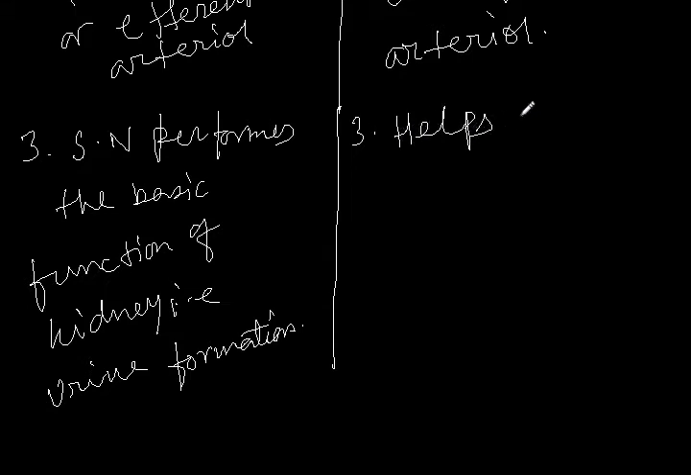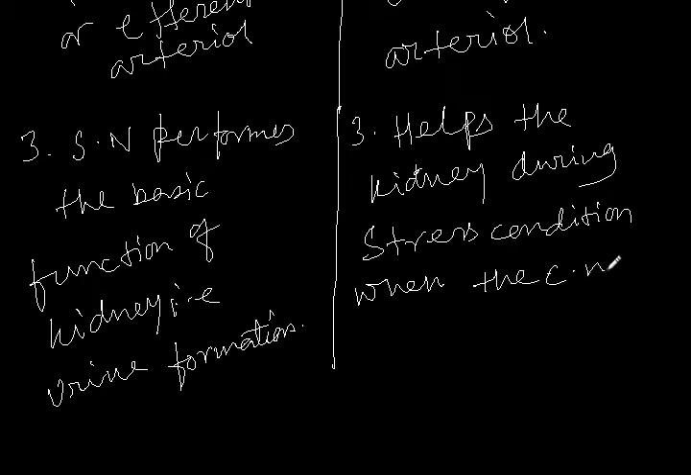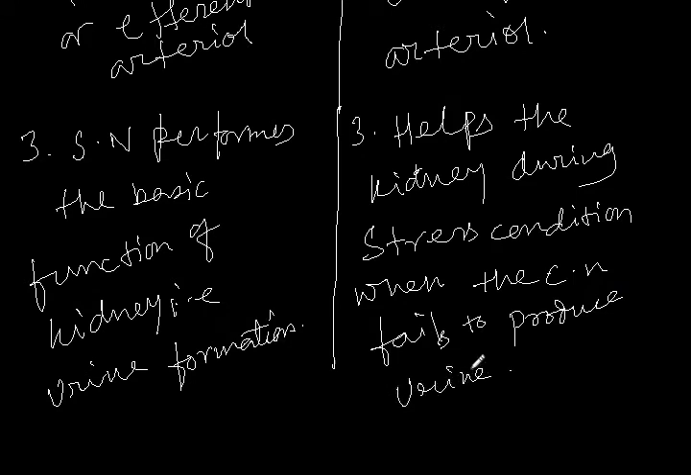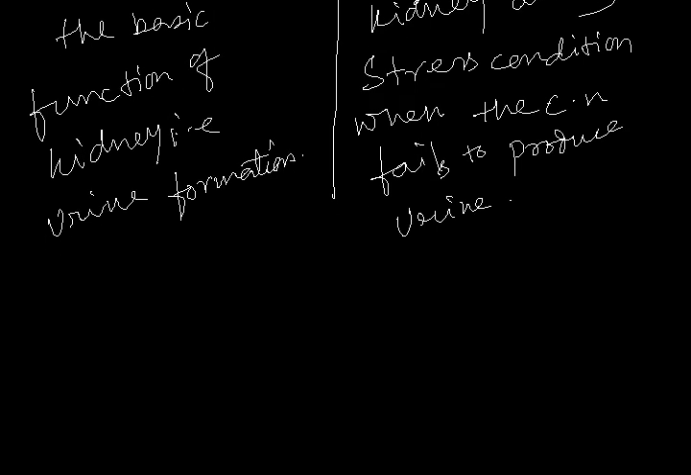It helps the kidney during stress conditions, when the cortical nephron helps to produce urine by the ultrafiltration process. That's all about the difference between the superficial nephron and the juxtaglomerular nephron.